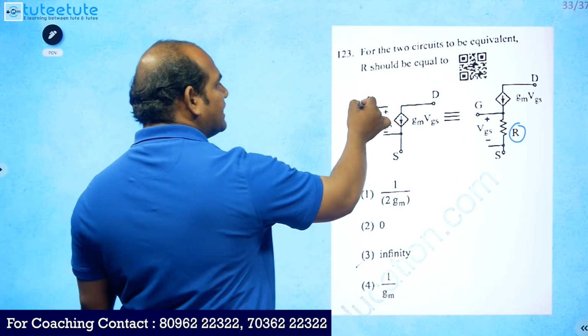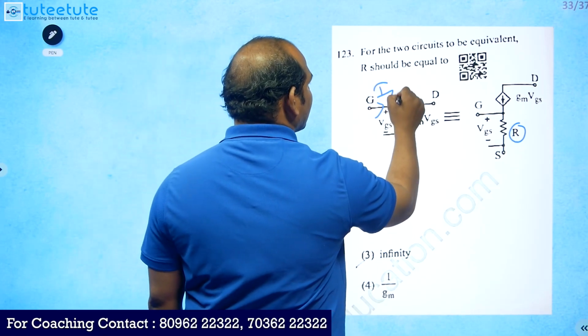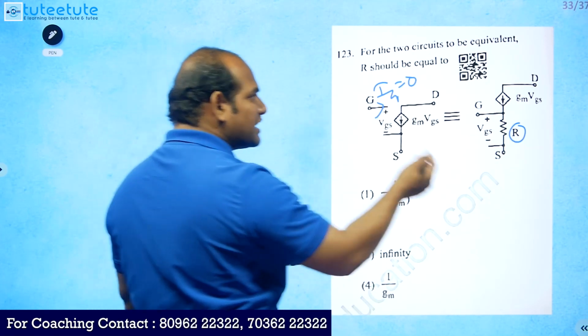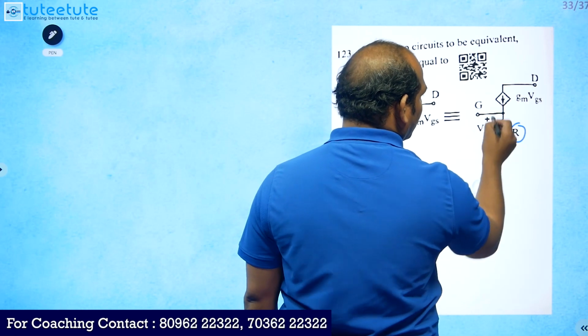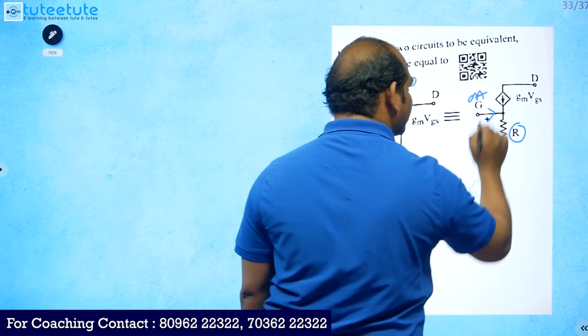Anyway, here the gate is not connected to anything. That means the gate is open circuited, that means Ig is equal to 0. Since it is equivalent to this particular circuit, here also Ig must be equal to 0. That means in this particular path there is no current. That is what they are telling.